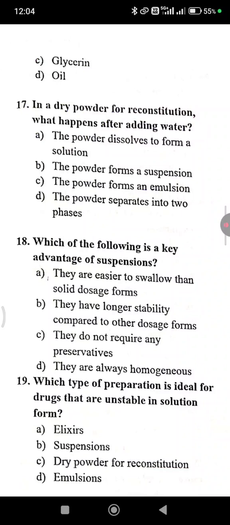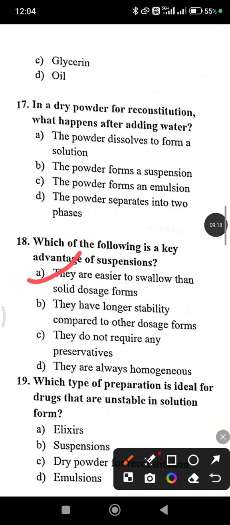So let's go to question number 18. Which of the following is a key advantage of suspension? They are easier to swallow than solid dosage forms. They have longer stability compared to other dosage forms. They do not require any preservatives. Option D, they are always homogeneous. So option A is the right answer of this question 18: they are easier to swallow than solid dosage forms.